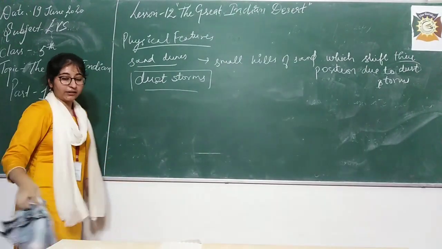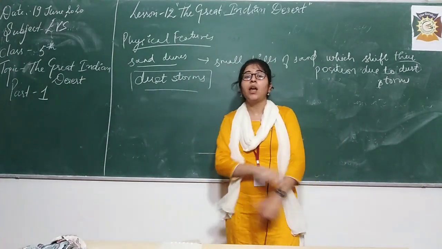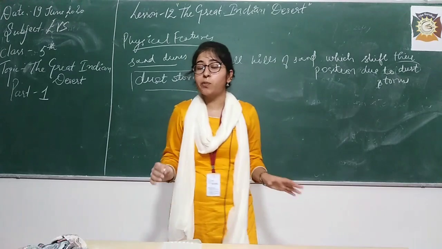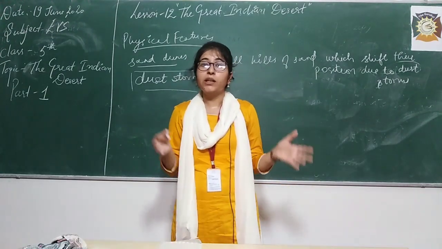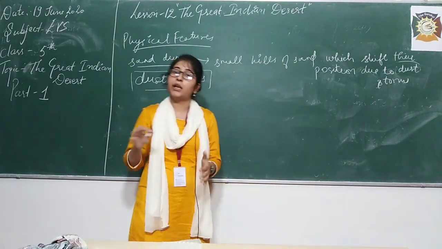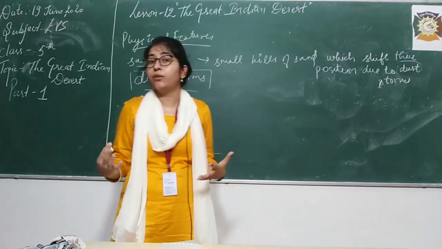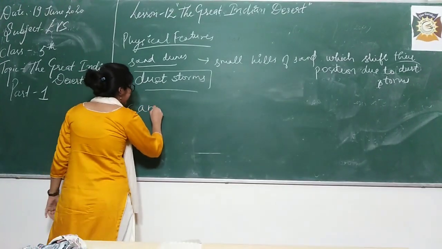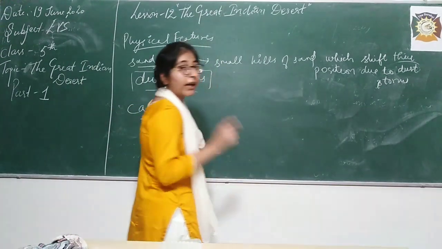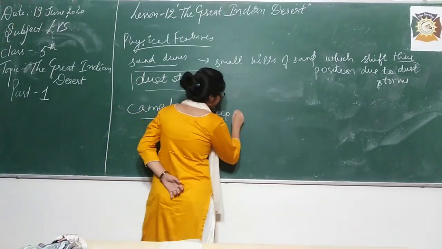Now students, you can clearly imagine that in this area, where there are small hills of sand and all the area is sandy, obviously vehicles are not possible. Vehicles like cars, motorbikes, scooties that we use in plain areas, buses, trains, these are not possible in these areas. So how do people travel? They travel using camels, right? That's why the camel is known as the ship of the desert.